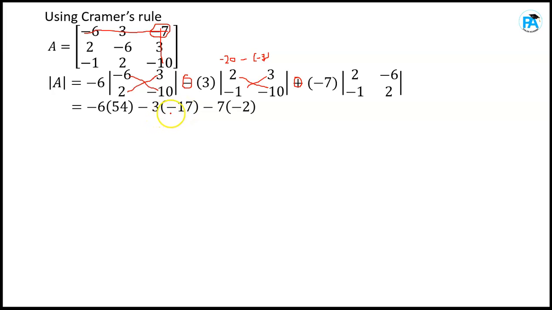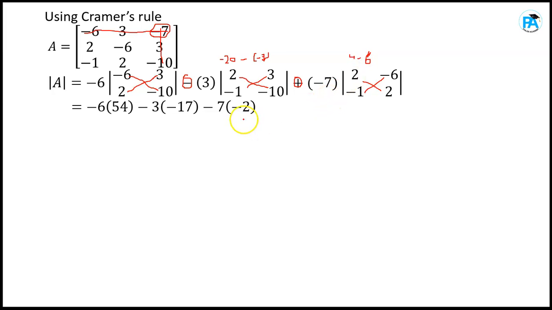Okay, so then positive times negative 7 gives you negative 7. So 2 times 2, 4, isn't it? Negative 1 times negative 6 gives you what? Positive 6. So you have 4 minus 6. And that gives you what? That gives you positive 2.